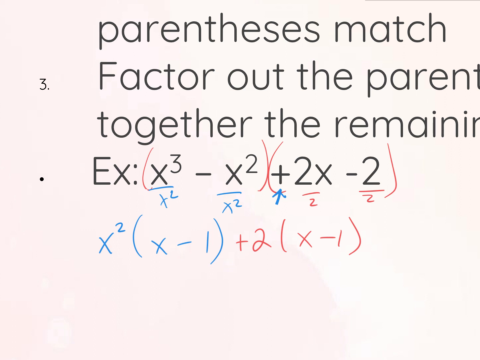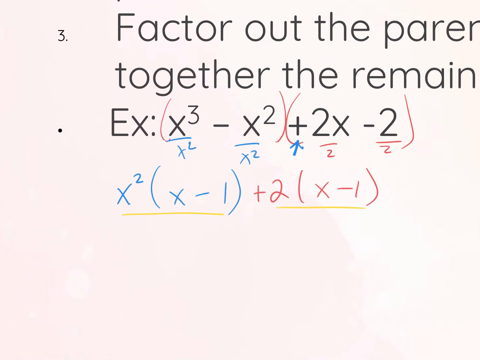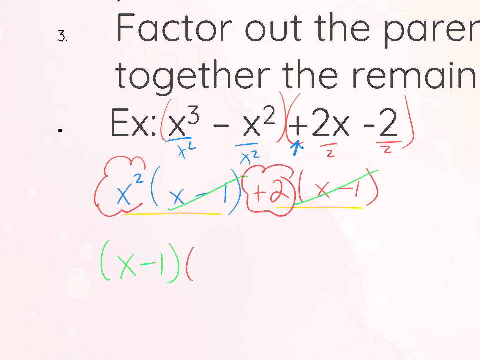Both terms, right? This is a term here because terms are separated by plus and minus. Both terms have an x minus 1. So you have discovered the GCF. The GCF is x minus 1. We take the GCF out and write it one time. And then what happens to my leftovers? They get their own parenthesis. And then I check to see if I could factor more.